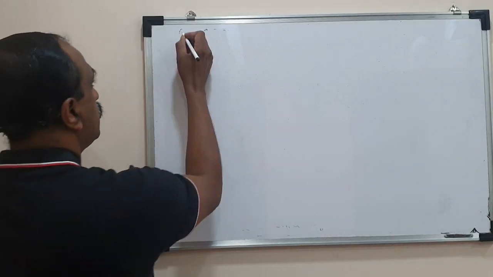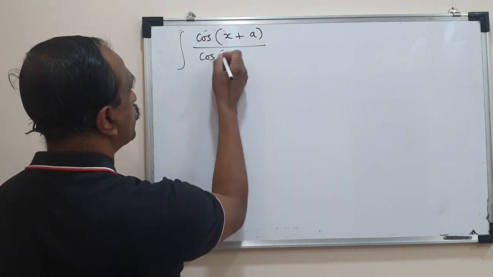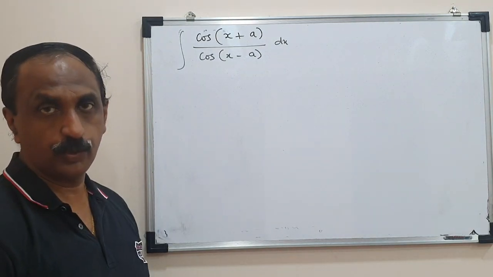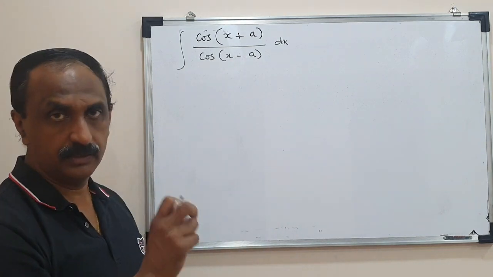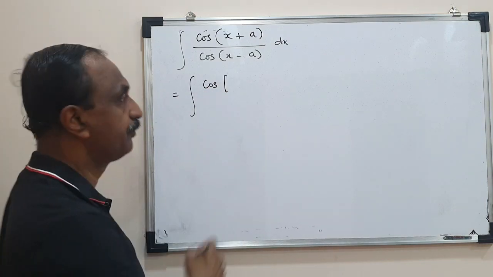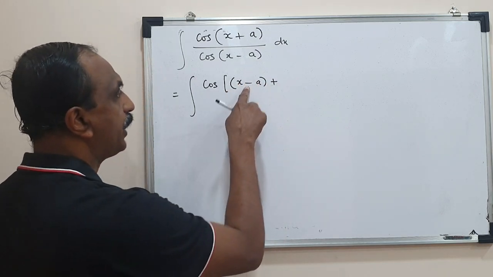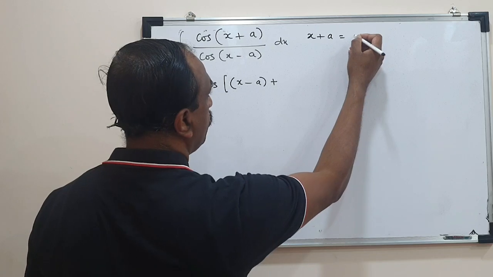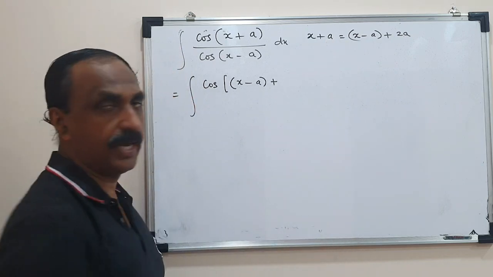Let's try one more problem. Cos of (x plus a) divided by cos of (x minus a). Both are entirely different. It is similar to what you did before. The denominator angle is x minus a. We are not allowed to manipulate the denominator angle. We can manipulate the numerator angle. So I am going to write this as cos of ((x minus a) plus 2a), because x plus a is nothing but x minus a plus 2a. Minus a plus 2a will give you a. It's balancing both sides.